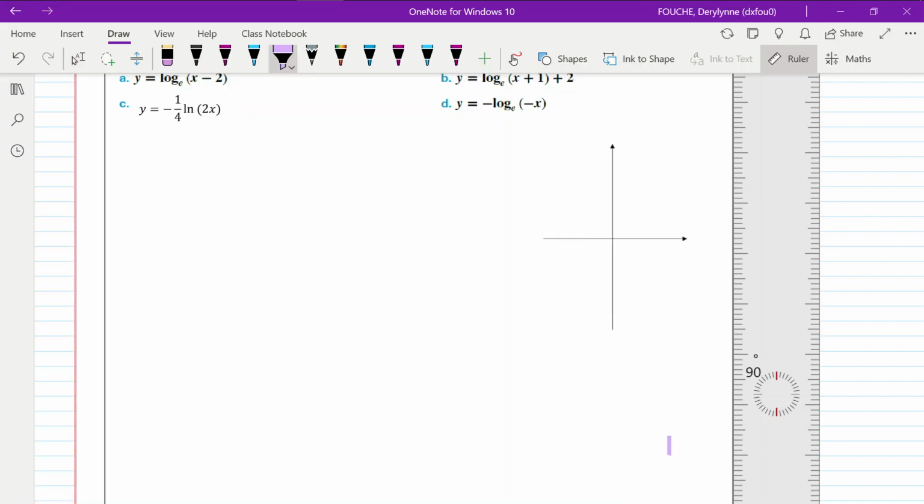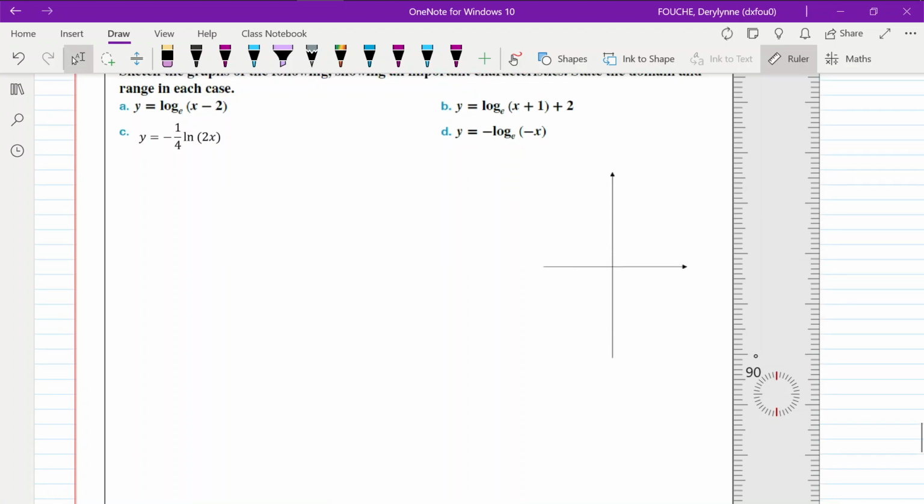Right, today we're going to have a look at how to graph a logarithmic function. The difference between a log function and an exponential function is that one is the inverse of the other. With an exponential function we have a horizontal asymptote. With a log function we have a vertical asymptote. Alright, let's have a look at the first one.